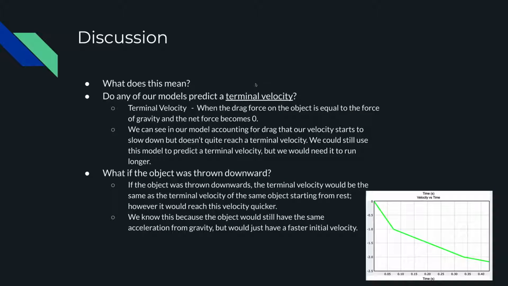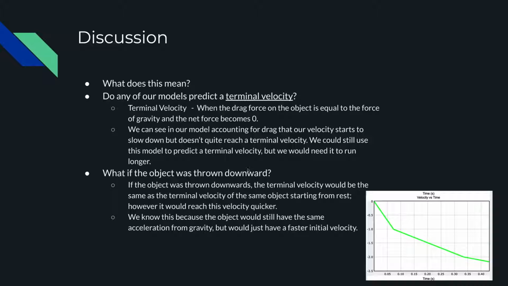So, moving on. I just said what our results meant, but do any of our models predict a terminal velocity? To answer that question, we have to say what a terminal velocity is. That's when the drag force on the object is equal to the force of gravity on the object, the net force becomes 0, and the velocity becomes constant. We can see in our model accounting for drag that our velocity starts to slow down, but doesn't quite reach a terminal velocity. We can still use this model to predict the terminal velocity, but we would need it to run longer. So that begs the question, what if the object was thrown downwards?